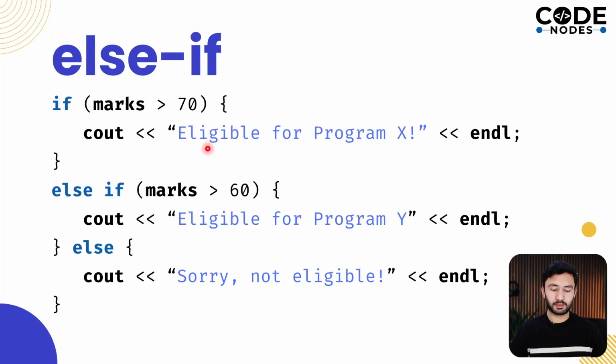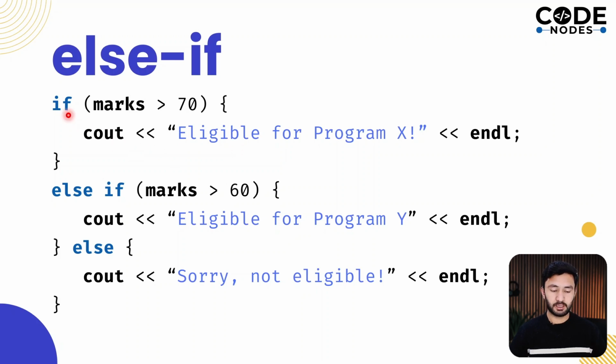But if your marks are greater than 50 and we are seeing multiple conditions, so in this example, you can see that if marks is greater than 70, you are eligible for program X. The university has a merit system, and based on the percentage of your previous program, they are offering you different kinds of programs.